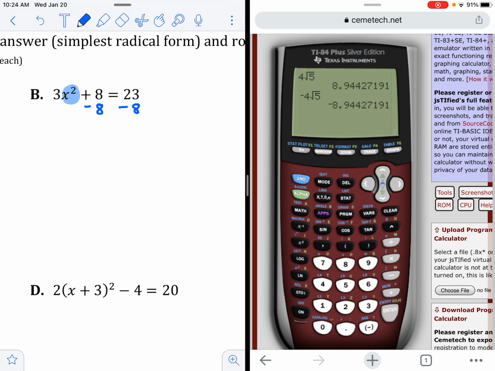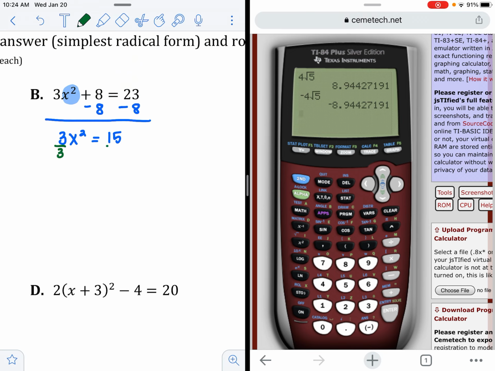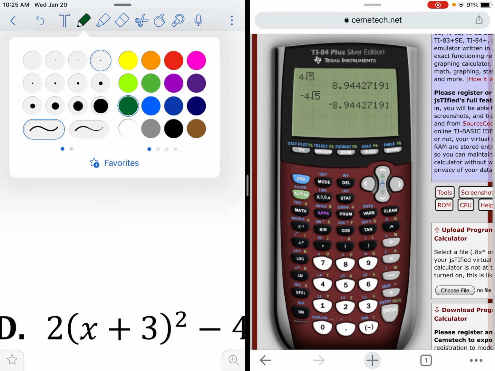So first I'll subtract 8. I have 3x squared is equal to 15. Still can't square root yet because x squared is not isolated. I'm going to divide by 3. So now I have x squared is equal to 5. All right, now x squared is isolated. I can square root to solve.